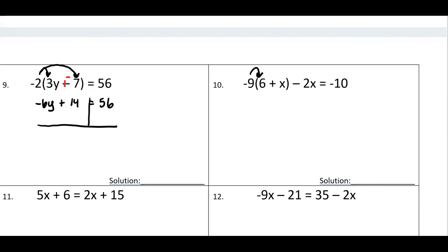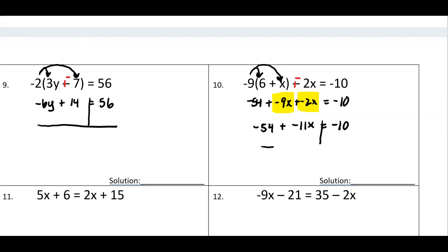So negative 9 times 6 is negative 54. Negative 9 times x is just negative 9x. We have minus 2, so plus negative 2x equals negative 10. Since the variables are on the same side of the equal sign, we have like terms. So this becomes negative 54 plus negative 11x equals negative 10. And then you got your friend a two-step equation.